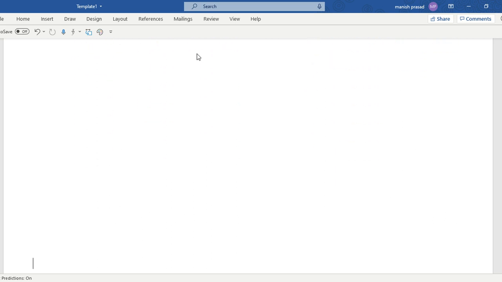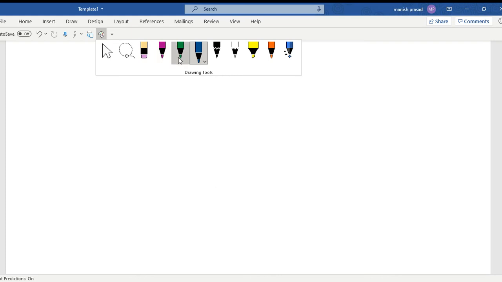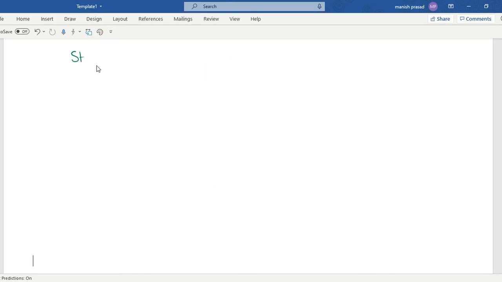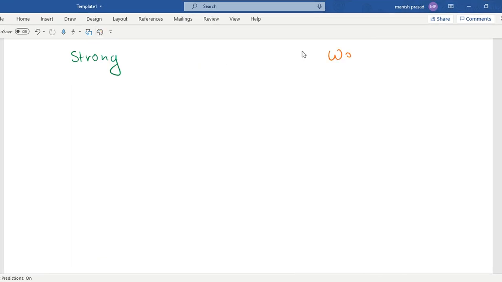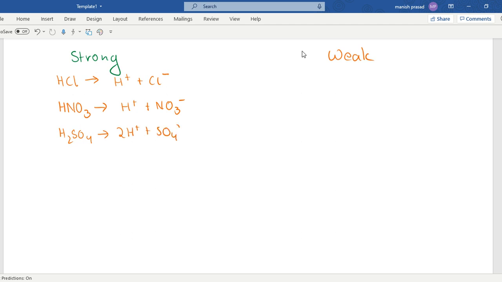Now we can further divide these acids into two more types: strong acids and weak acids. A strong acid is something like HCl, which completely breaks down to give us H positive and Cl negative, like HNO3, which completely breaks down to give H positive and NO3 negative. Then we have sulfuric acid, H2SO4, which completely breaks down to give us 2H positive and SO4 2 negative.